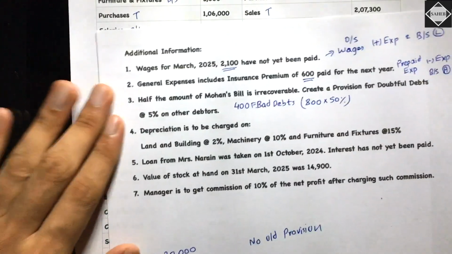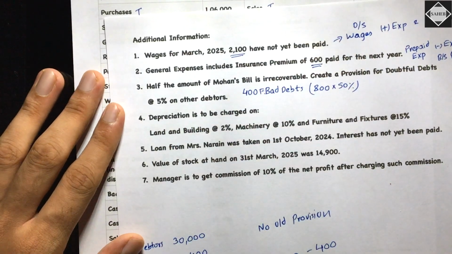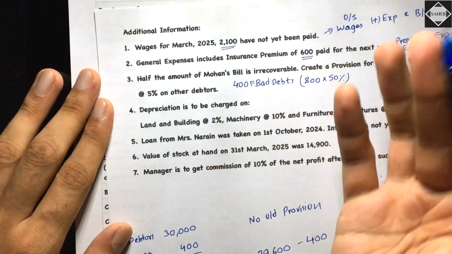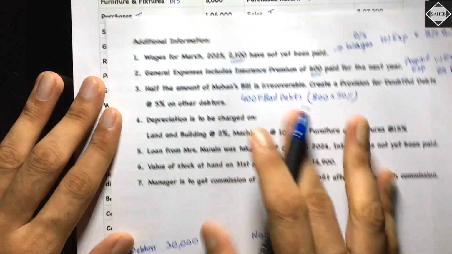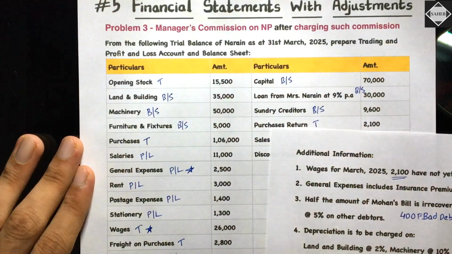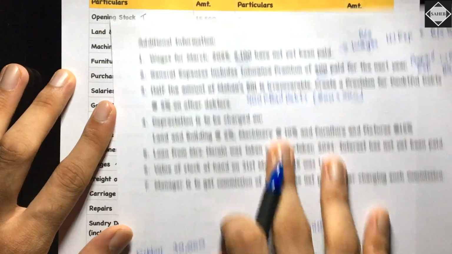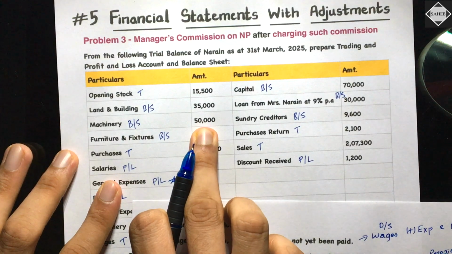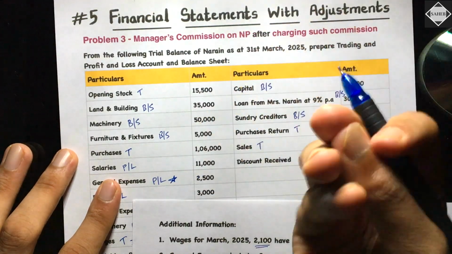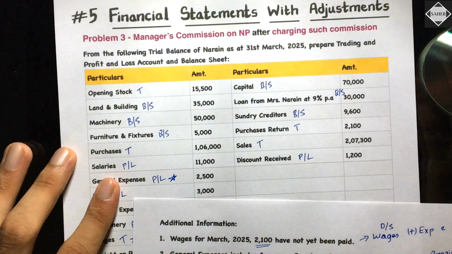Then what do we have? Then next adjustment is depreciation. Depreciation easily you can calculate. We don't have to discuss anything. Land and building 2% they are saying. So land and building directly you will calculate. There is no dates, nothing. No time apportionment, nothing. 35,000 into 2%. Machinery 10% they said. On machinery calculate 10% on 50,000, that is 5,000. 5,000 will go in P&L, and then in balance sheet you have to show the reduction.